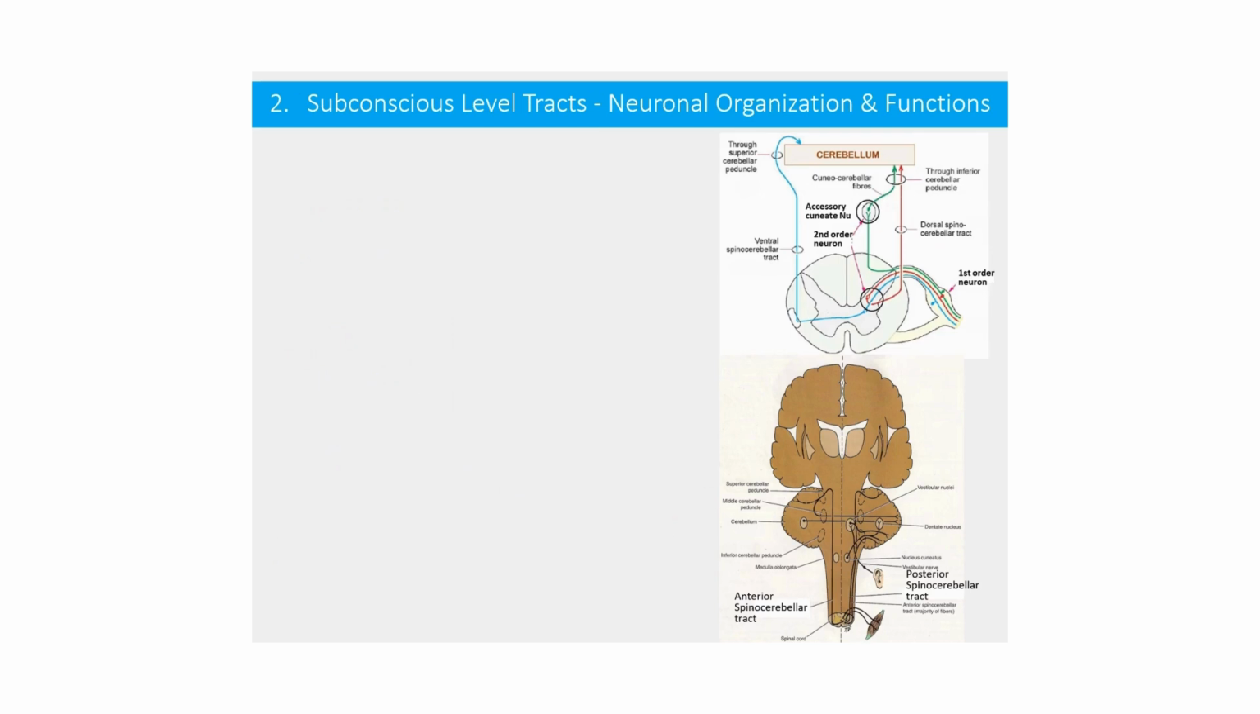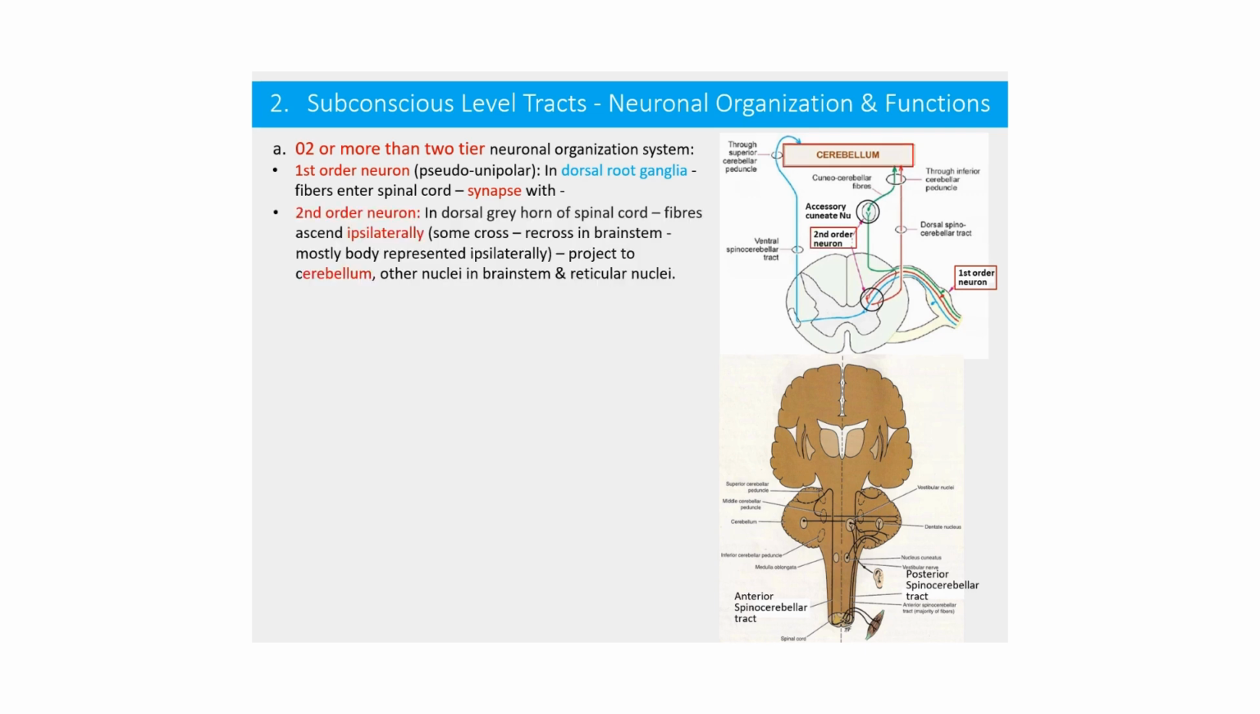The second group, subconscious level tracts, their neuronal organization and functions. These tracts have two or more than two-tier neuronal organization system. The first order neuron, the pseudo-unipolar neuron, is present in the dorsal root ganglia. The fibers of these neurons enter the spinal cord and synapse with the second order neuron present in the dorsal gray horn of the spinal cord.